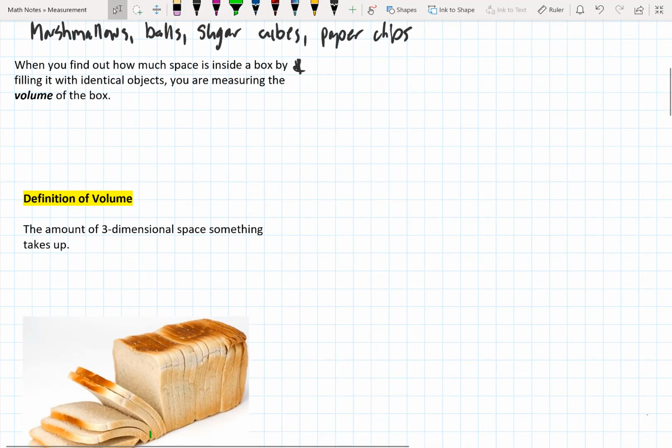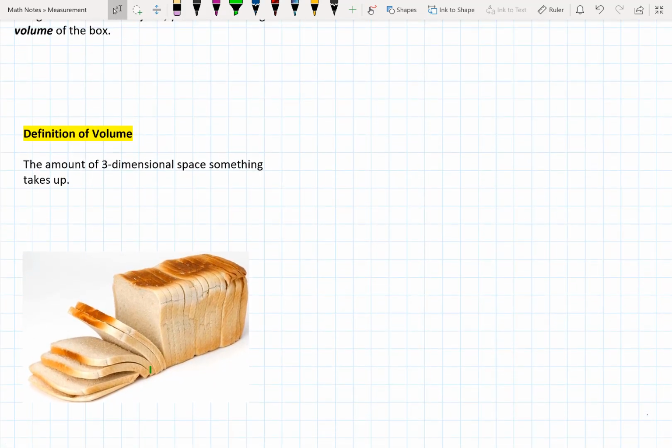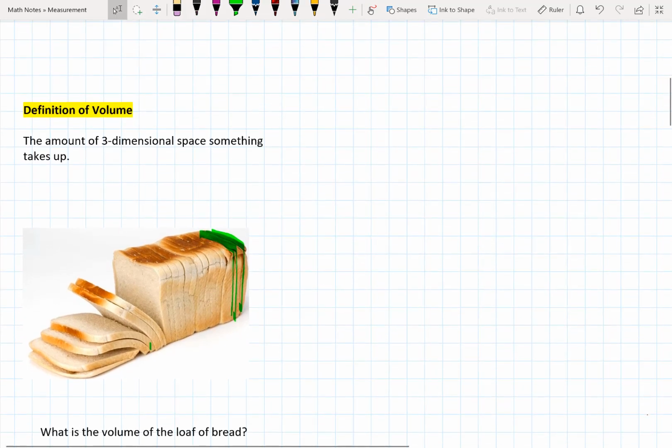So let's look at some irregular objects or some geometric solids here. This is a loaf of bread. Now I would like you to figure out what the volume of this loaf of bread is. Now do you need to cut out the dough on the inside and then place sugar cubes on the inside to find the volume? No. You can simply count the slices of bread. And if I were to count all these slices of bread, you would see that there are 21 slices of bread. So what is the volume? Well, the volume is 21 slices of bread, because the unit is one slice of bread.